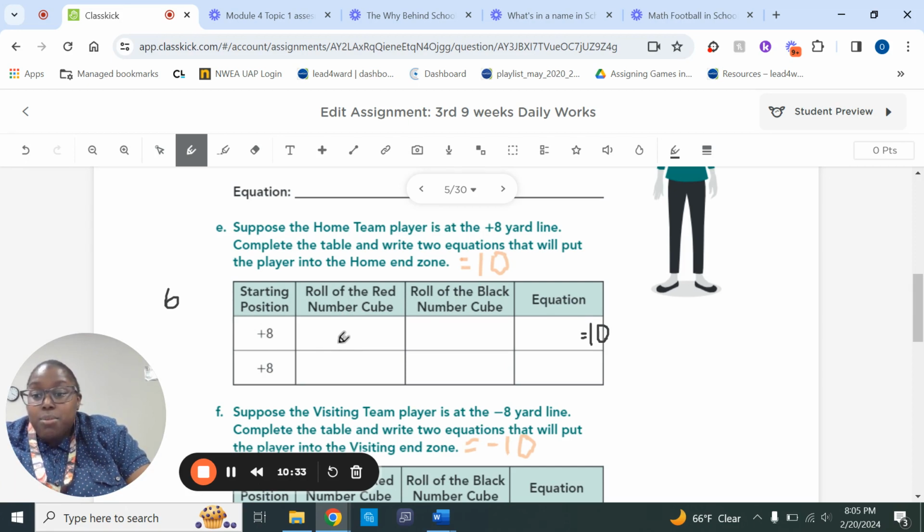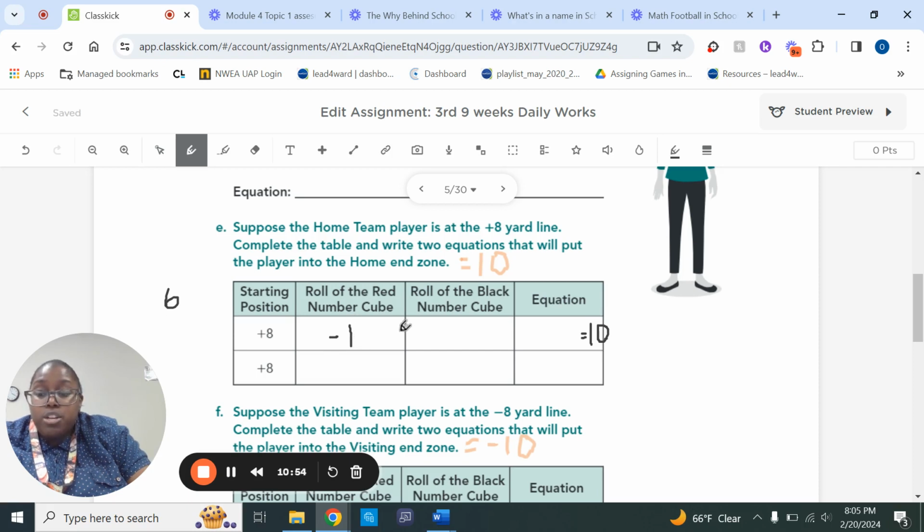And I can't do 0 because 0 is not an option. The number cube is 1 to 6. The black cube is positive. So any of this, since I'm starting off at a positive, will increase my number to where I need it to be. So if that's the case, if I roll a red cube, I would prefer it be a 1.